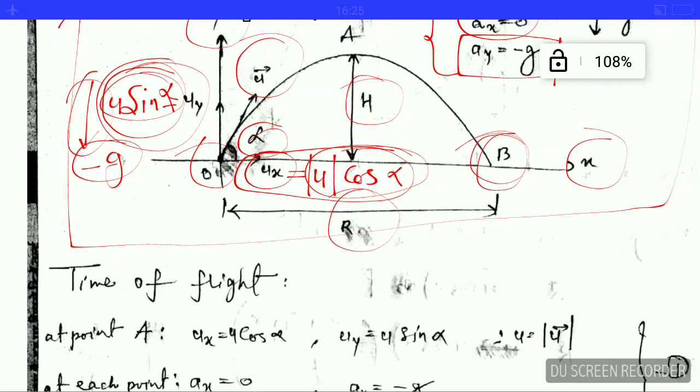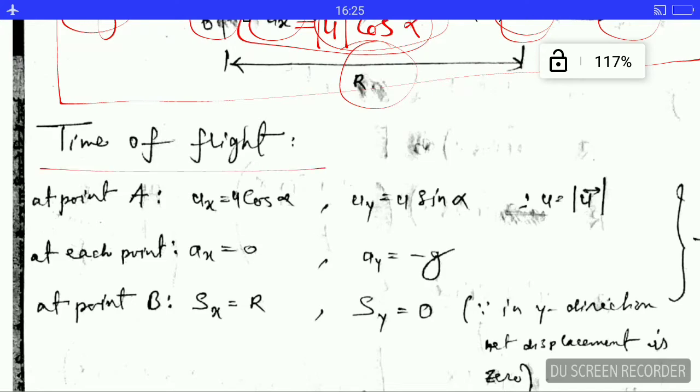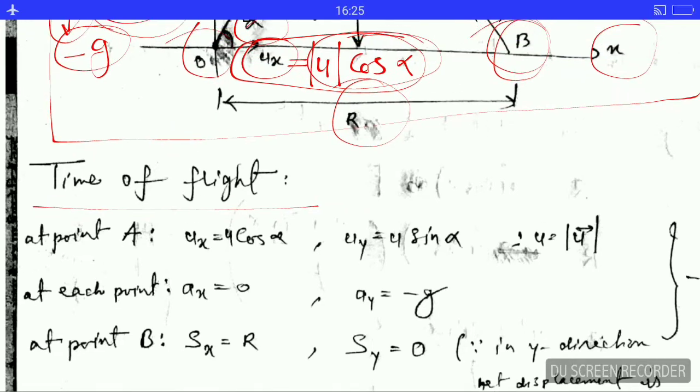Now let's calculate the time of flight. As already told you, the time taken by the projectile to complete its motion is called the time of flight.